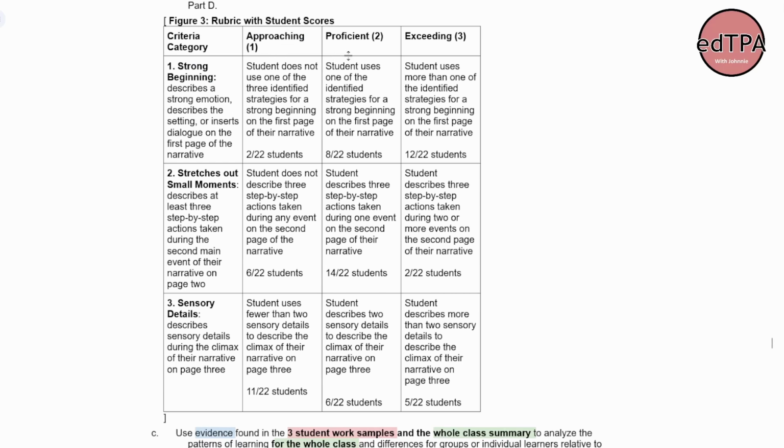You can see approaching, proficient, exceeding. Proficient means met the learning goal. And you can see the number of students that met each of these levels. So you can see for this one, strong beginning, lots of kids did well by this. Stretches out small moments. Most kids are okay here, but quite a few kids were just approaching, and only a couple kids did better than expected.